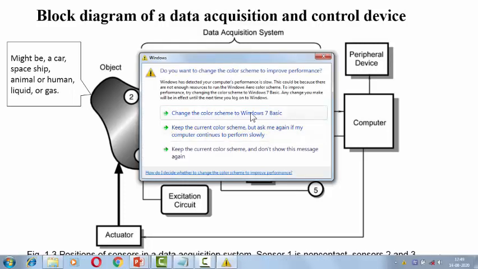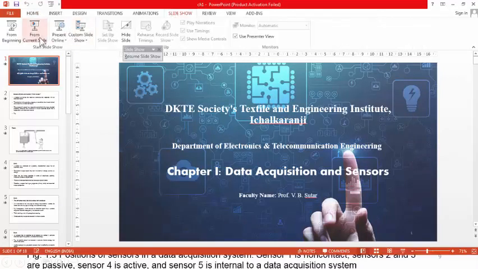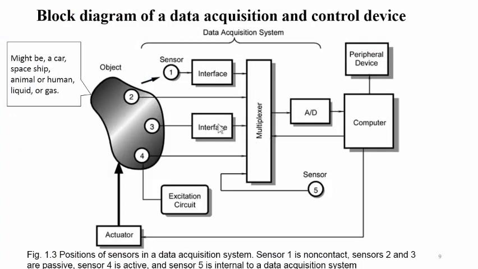Number 3 is also a contact based sensor, but if you compare sensor 2 with sensor 3, in between the multiplexer and the sensor there is an interface. The interface is responsible to give the signal in the appropriate format to the multiplexer. Sensor 2 is capable to interface directly to the multiplexer.